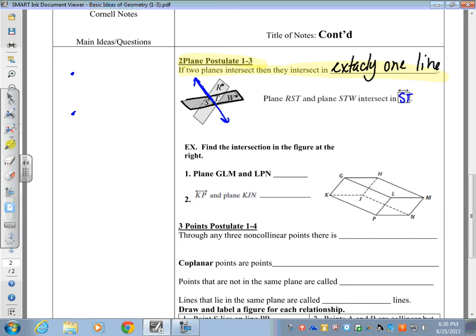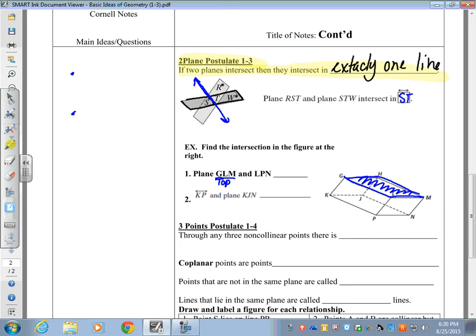All right, so let's find the intersection of the figure at the right. So we're looking at this parallelogram prism. It says plane GLM. Now, when you are given a plane, you need only at least 3 non-collinear points to name that plane. To help you make sure you're identifying the correct plane, because if you're looking at 3-dimensional shapes in a prism, I would just follow the order of the points, and then you'll see which plane they're referring to. So if I go to G to L to M, this is referring to the top plane, okay? So that would be the top.